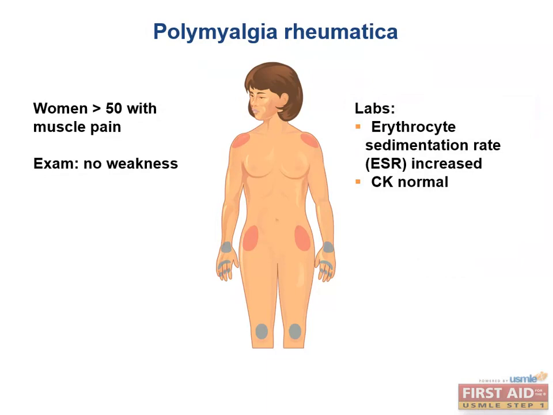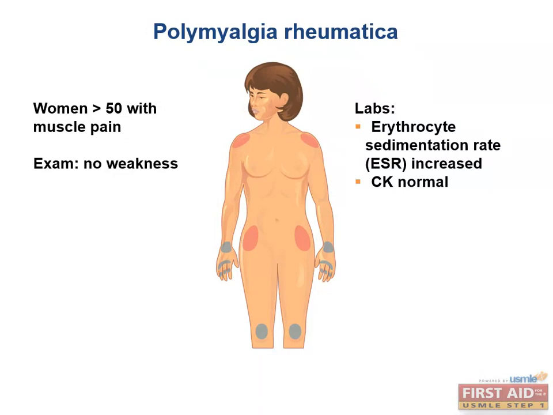There are no lab findings that will help you confirm the diagnosis of PMR, but an elevated ESR in an otherwise healthy patient may be a nonspecific sign of inflammation caused by this disease. And, as a side note, it's also an important signal of temporal arteritis. CK values are normal, indicating that there's no breakdown of the muscle itself, which will happen with diseases like polymyositis and dermatomyositis, which we're going to discuss shortly.